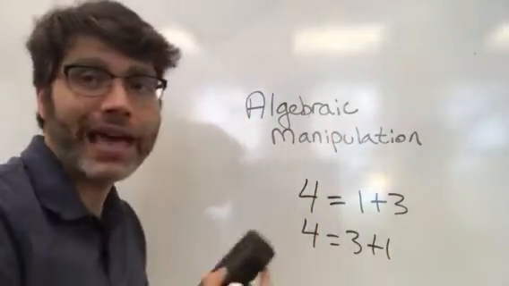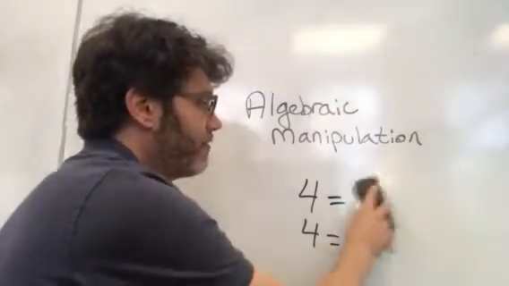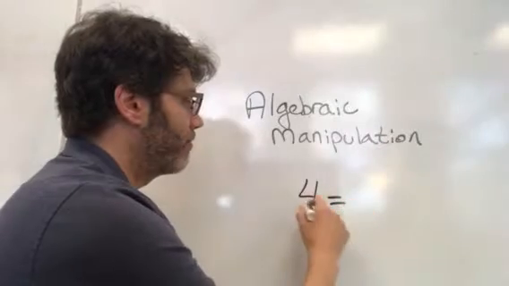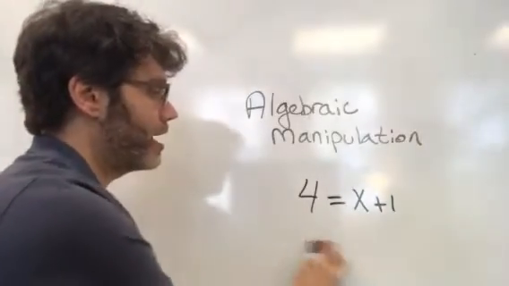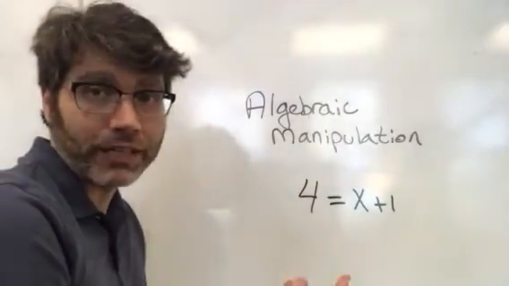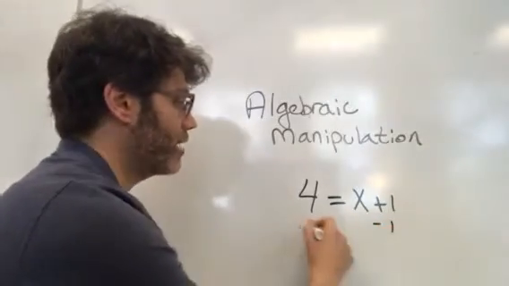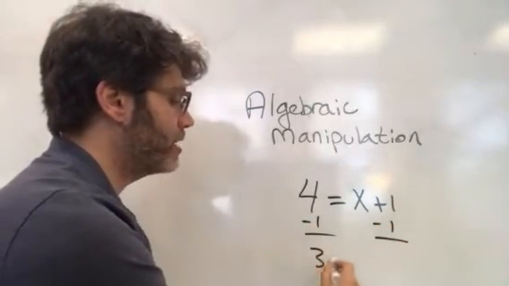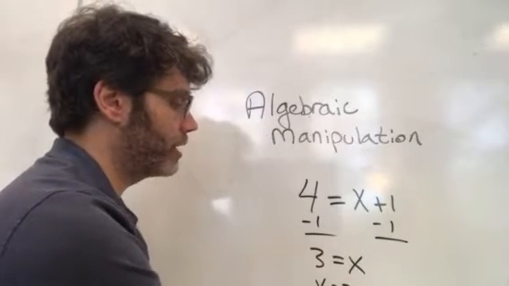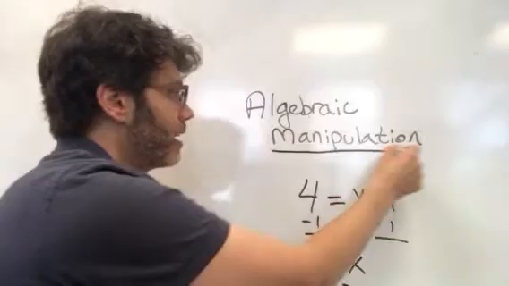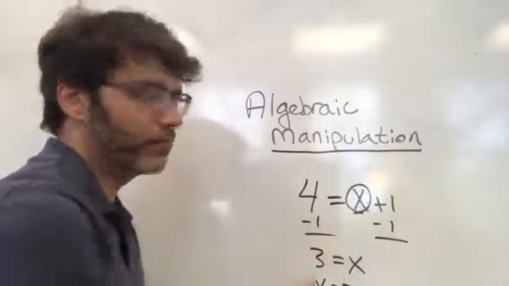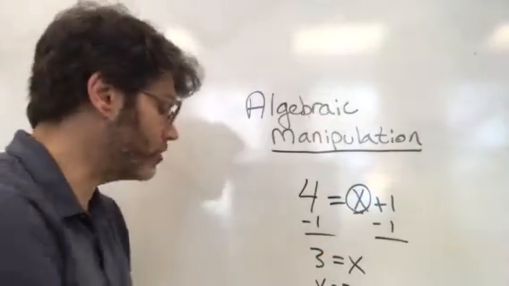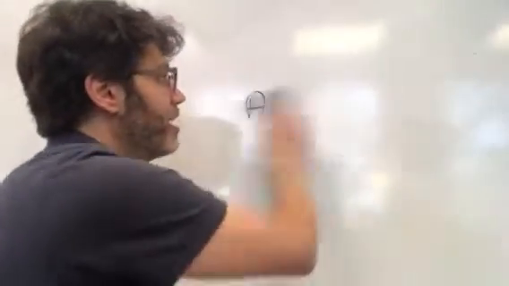So I'm just rearranging stuff. Algebraic means that we're dealing with algebra, which means we're dealing with variables. So if I said 4 equals x plus 1, then I could algebraically manipulate this to solve for x. So I would subtract 1 from both sides, and I would get 3 equals x, or x equals 3. So I just manipulated what was going on here, rearranged stuff algebraically because we were using variables. So we're going to do that when it comes to the context of our slope-intercept equation for lines.